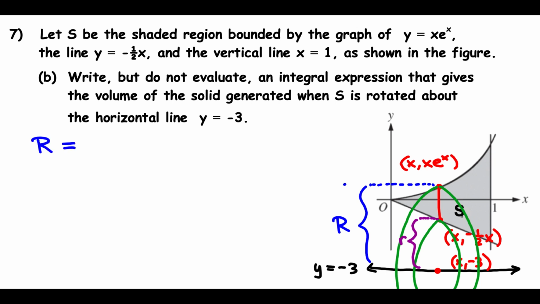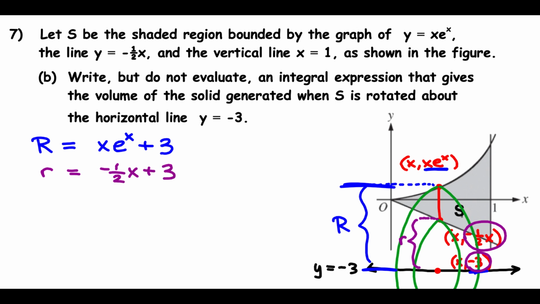Well, how far is it from here down to here? Well, it's top minus bottom. It's top minus negative 3. Well, that's going to be plus 3. So the outer radius is x e to the x plus 3. All right, moving to the light purple magenta lowercase r, the inner radius. Again, top minus bottom. It's going to be negative 1/2 x minus negative 3, which would be plus 3. Let me write that here. Negative 1/2 x plus 3. So they both have plus 3's in the end.